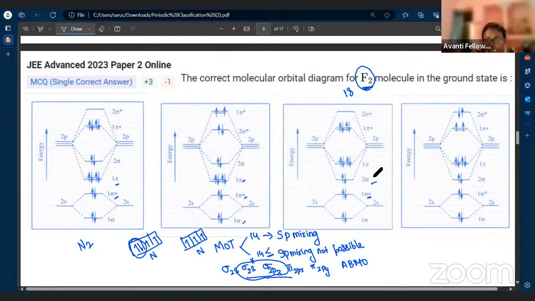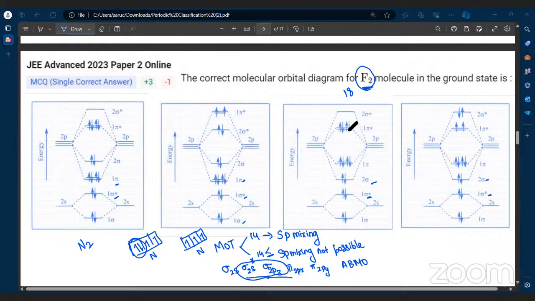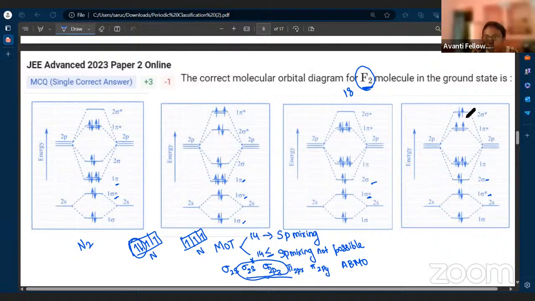And what about the fourth option? The fourth option is also sigma, sigma. So now count the number of electrons. 1, 2, 3, 4, 5, 6, 7, 8, 9, 10, 11, 12, 13, 14. 14 electrons in each case. Here it is 1, 2, 3, 4, 5, 6, 7, 8, 9, 10, 11, 12, 13, 14 electrons. 14 electrons, and in the other ones you'll have 17, 18.